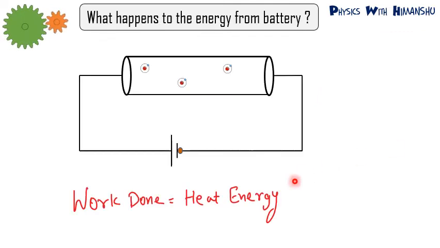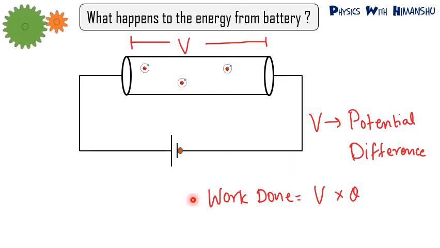What concept? The concept is: what happens to the energy from the battery? An electron starts from the negative terminal of the battery and drifts towards the positive terminal. Initially the electron is stationary, and finally also the electron is stationary. So what happens to the energy that it has taken from the battery? The energy is converted into heat. Remember this concept: whatever energy the battery supplies to the electron gets converted to heat energy. Whatever work is done by the battery gets converted to heat energy.